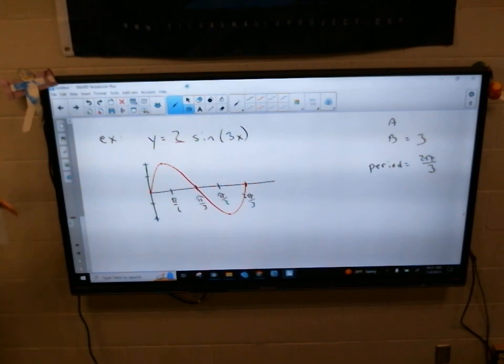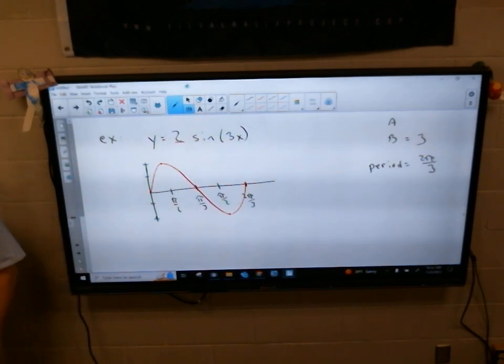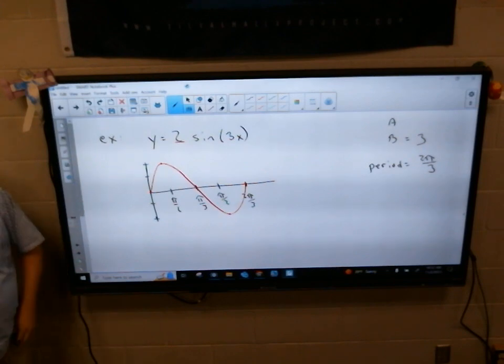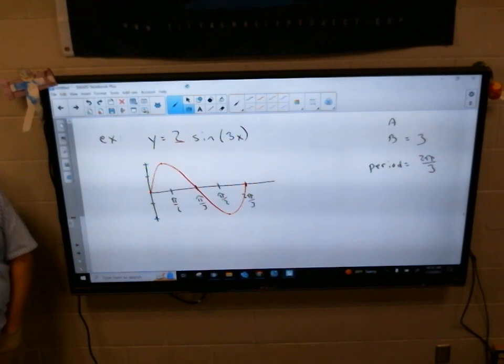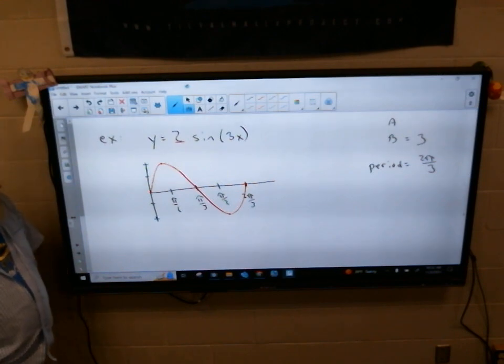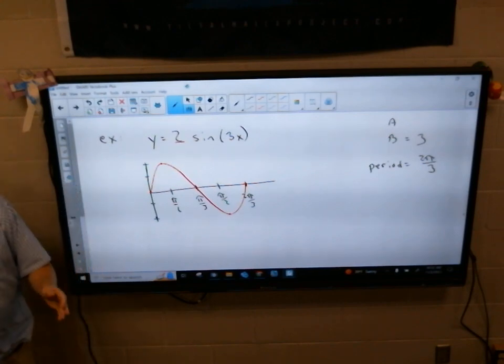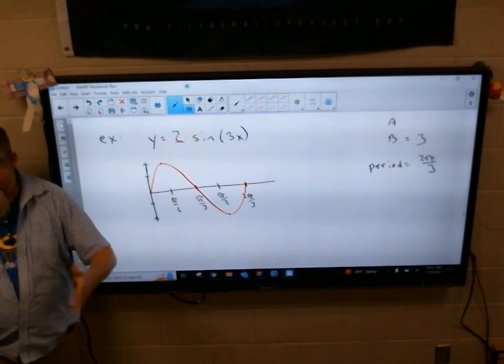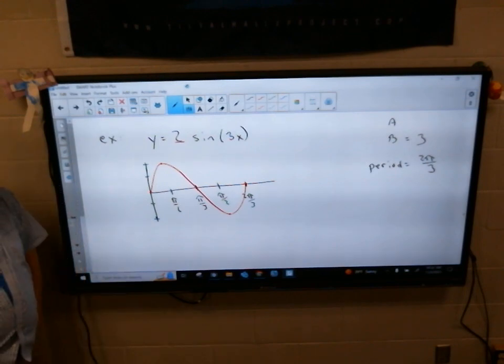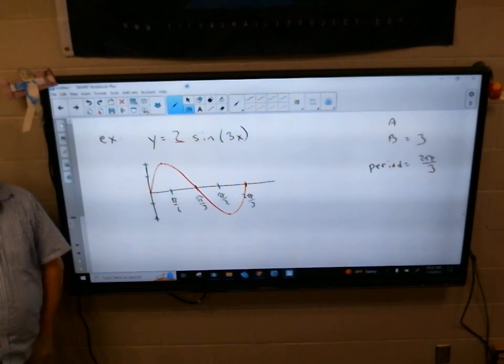And that would do that 3 times within 2 pi. So the domain is all reals. Domain is always all reals. And then the range is negative 2 to 2. And your period is 2 pi over 3. That's it. And the only thing we haven't done is shifting it left to right, which we'll do later. You got it? Fantastic.